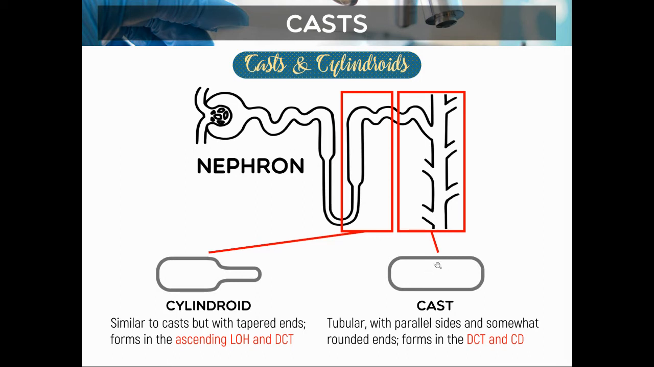This is the most basic type of cast, but over time the cast evolves into different types of cast, because in our tubules we have different types of filtrates like cells, granules, or pigments. These enter the cast, into the matrix formed by the uromodulin. So the cast progresses into different types of cast. So again, that is how casts are formed.